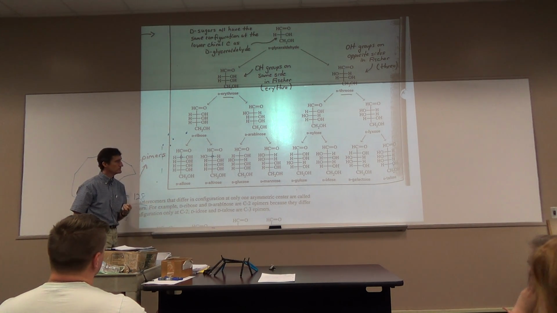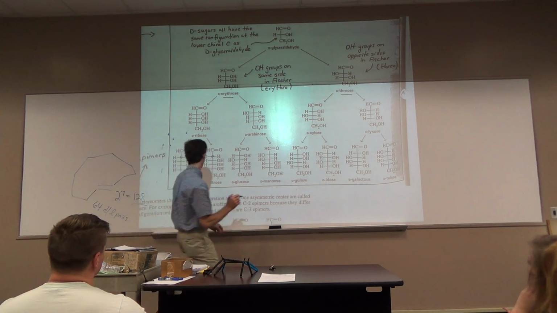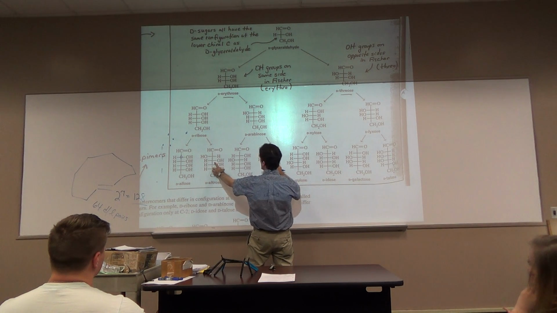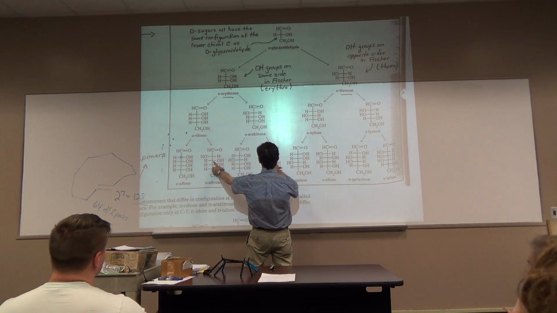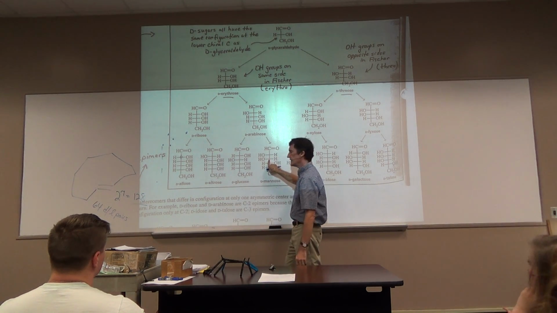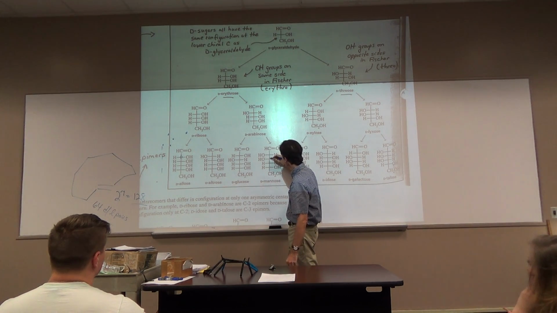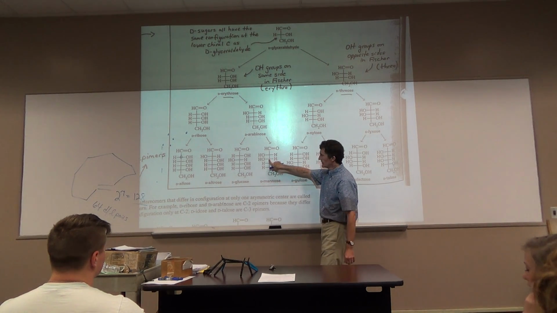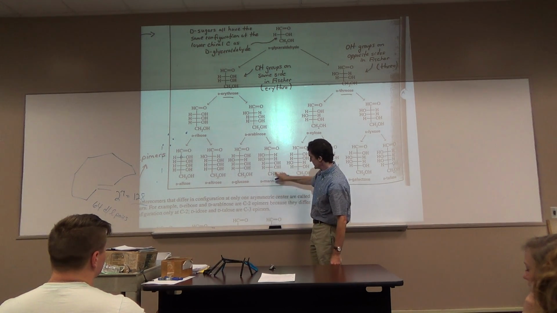Would mannose be an epimer of altrose? Yeah, because only one thing has changed. Going from here to here, we only changed the second carbon. Could we clarify this and say it's a third carbon epimer? How about a C3 epimer? We can give it some clarity. Altrose is a C3 epimer of mannose.